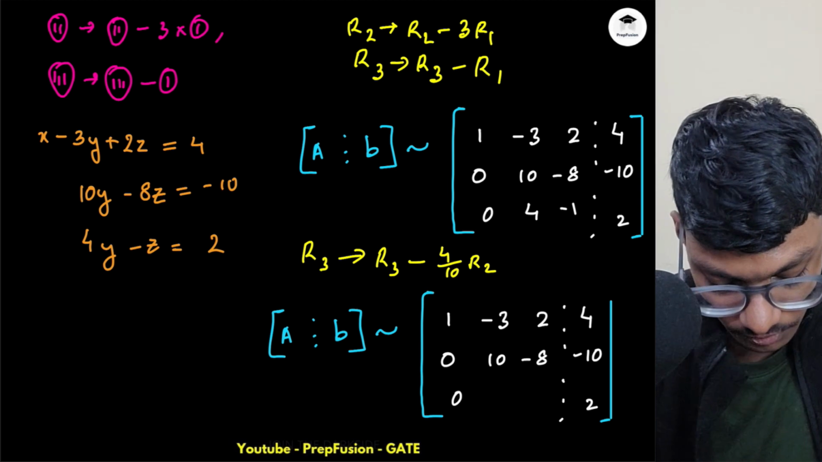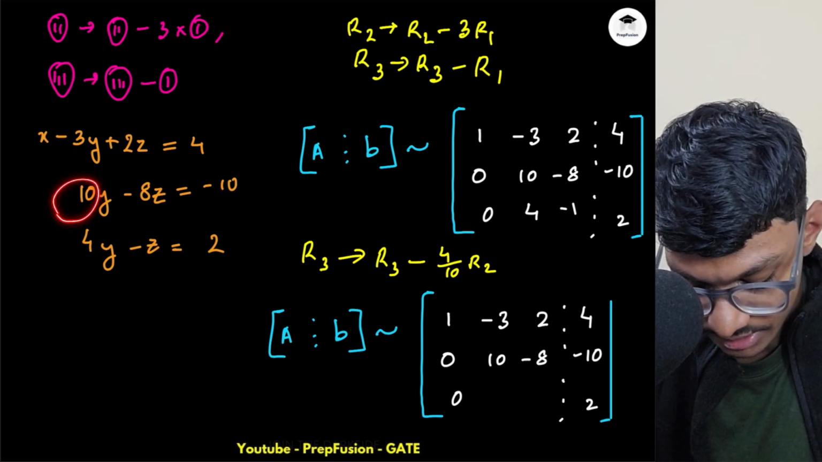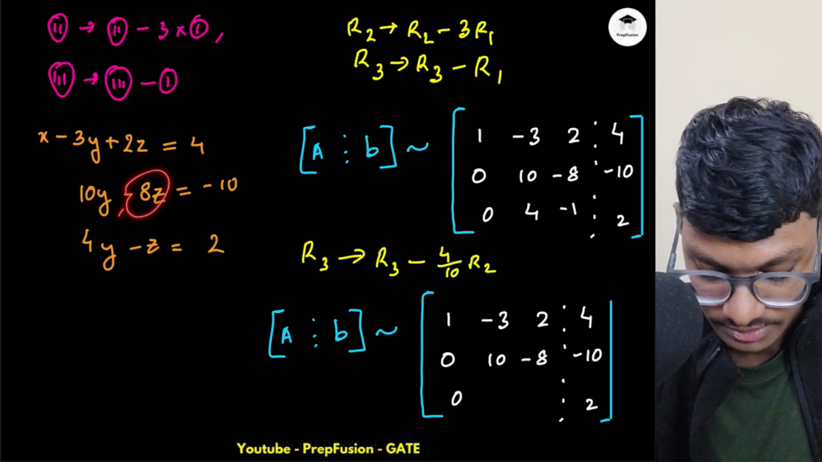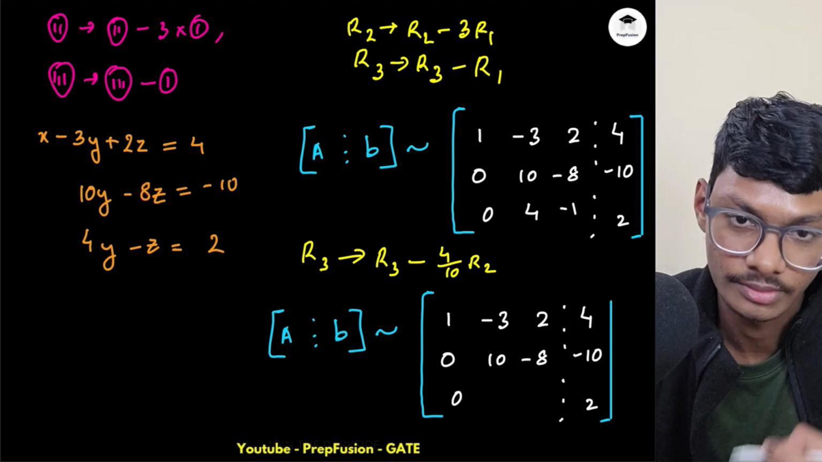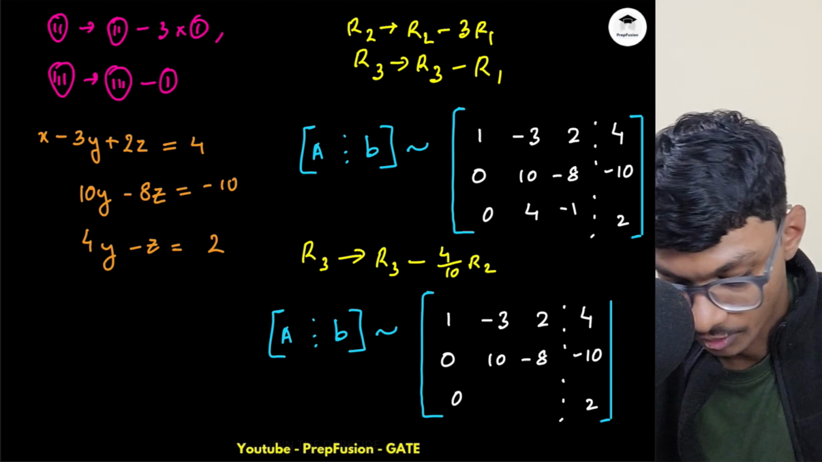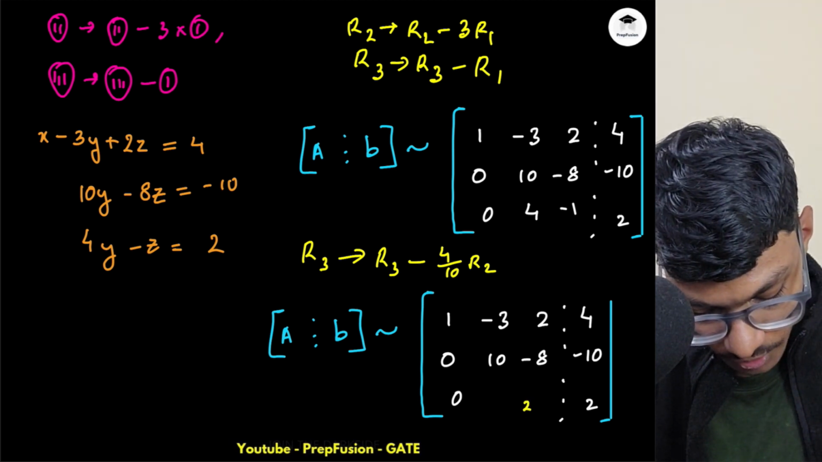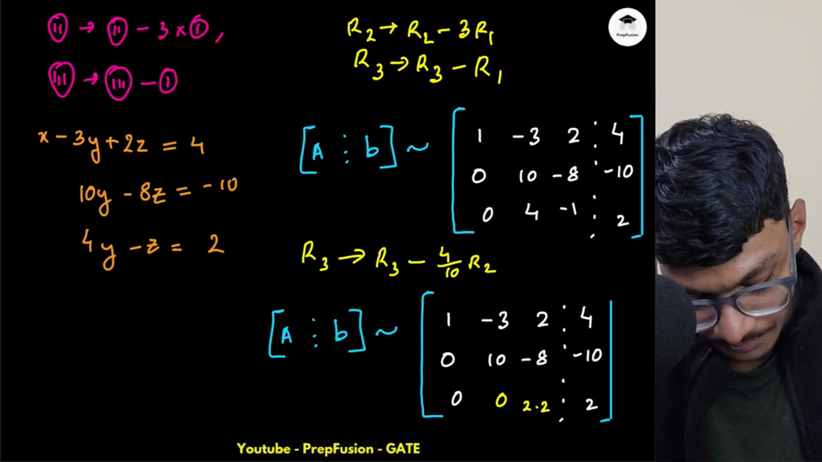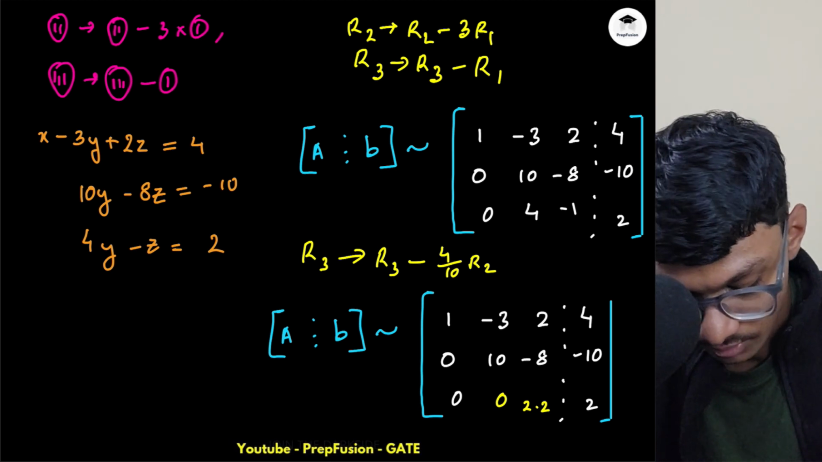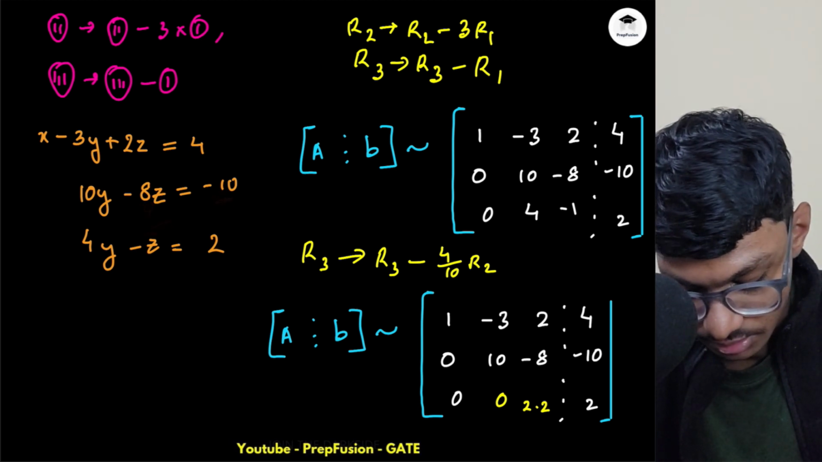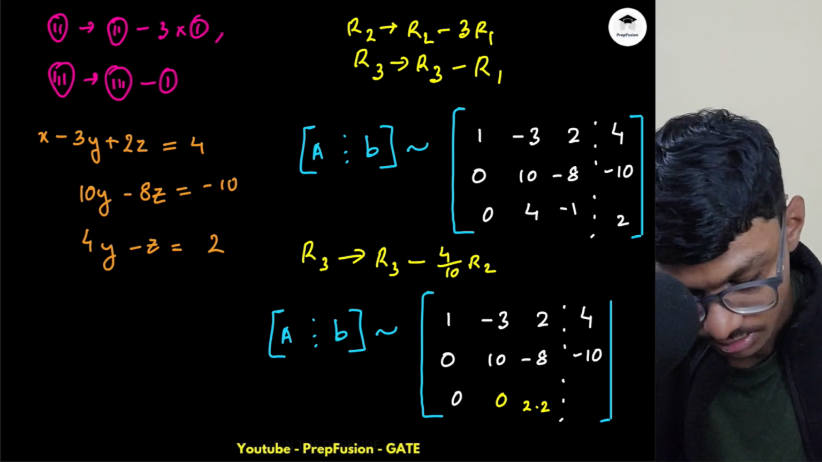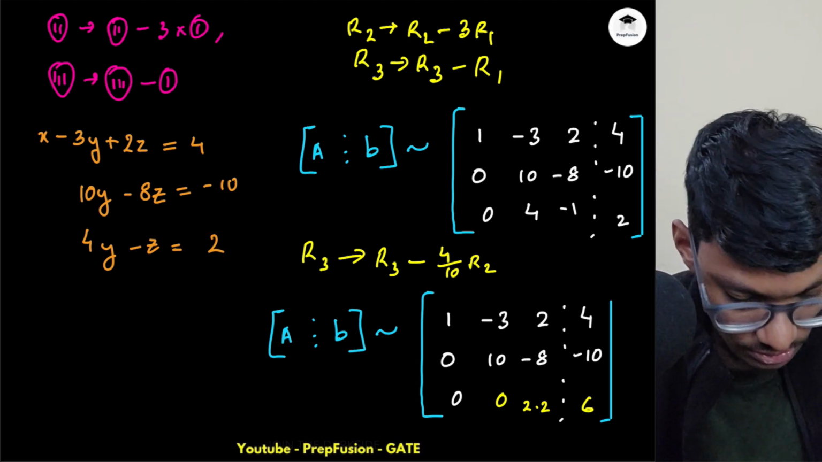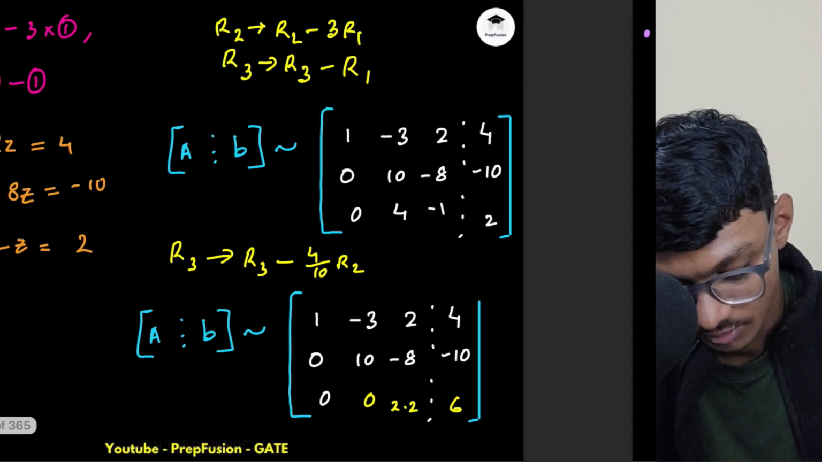Okay, so 4 by 10 times this is simply 4, and 4 by 10 times this is simply minus 3.2, right, minus 3.2. So if I subtract with this, this will become plus 3.2 minus 1, which is 2.2. So this is 2.2, okay, and this is 0 obviously. And if I subtract 4 by 10 with this, this will be simply minus 4, so this will be 6. This will be simply 6, right. So basically only one operation I'm doing.